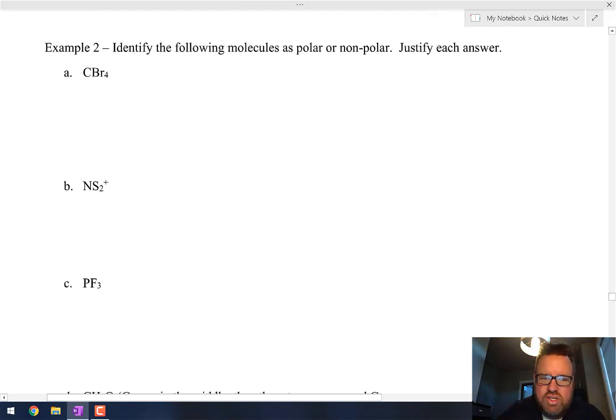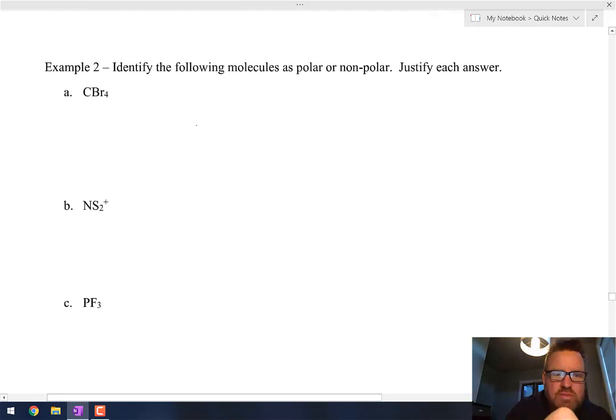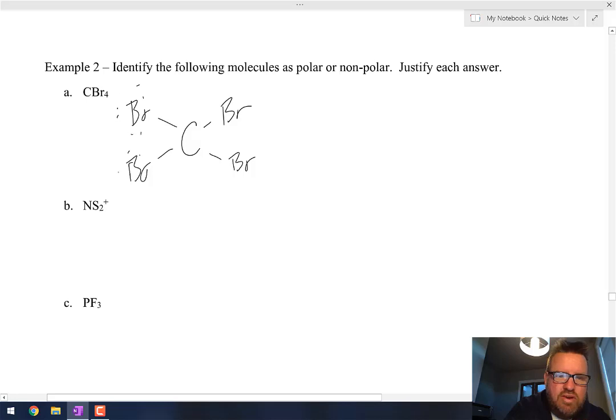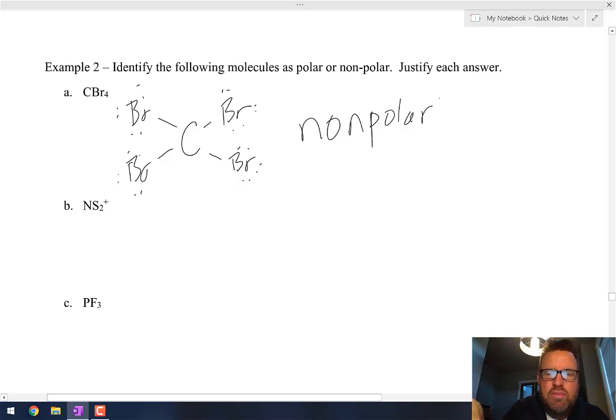All right, identify the following molecules as polar or nonpolar. I'm going to go through these quickly, but I just want to show you some more examples. So CBr4 looks like this. It has no dots on the carbon in the center. Each bromine has a single bond with 6 dots on it. That is a tetrahedral shape, bond angles of 109.5. Because there's no dots on the central atom, we haven't replaced any of the outer atoms with a different atom. That is absolutely a non-polar molecule.